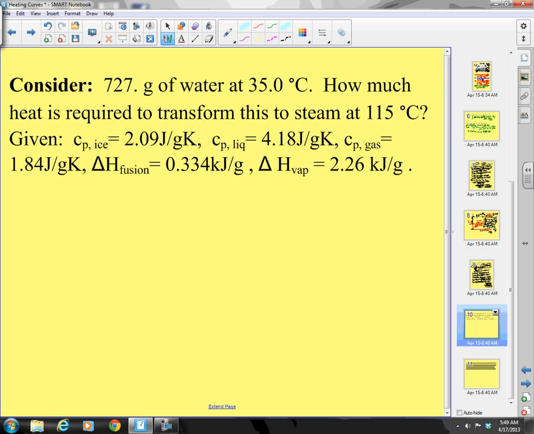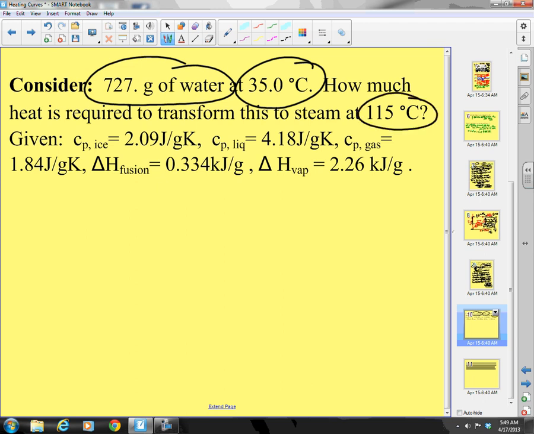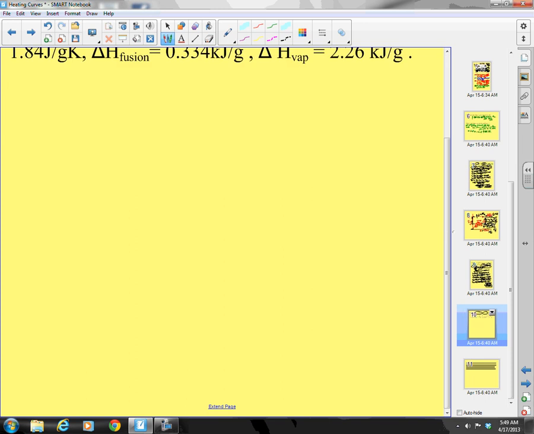Consider 727 grams of water. Okay, that's my mass. And it starts at 35 degrees Celsius. How much heat is required to transform this to steam? Steam, that's a gas, at 115. Okay, good. So I always like to draw my picture.